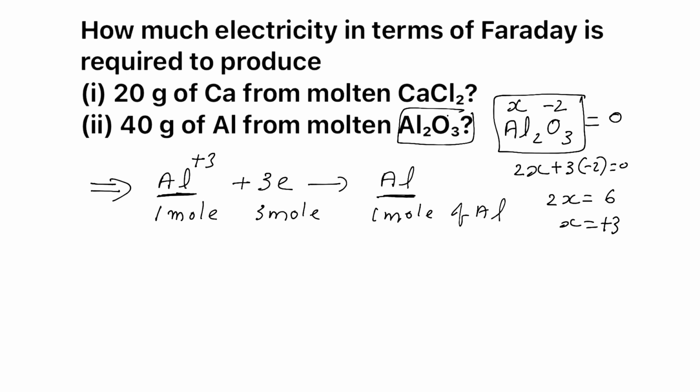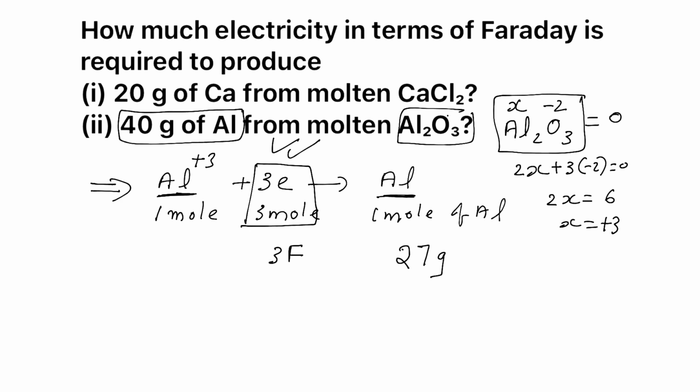Now see, for 1 mole of aluminium you must know the molar mass by heart, okay? 27 gram. Now what is the charge of 1 mole of electron? It is 1 Faraday. So for 3 moles, what is that? 3F. As per the question, how much aluminium is getting deposited? See, it is 40, right? You have to find x. Cross multiply and find x.